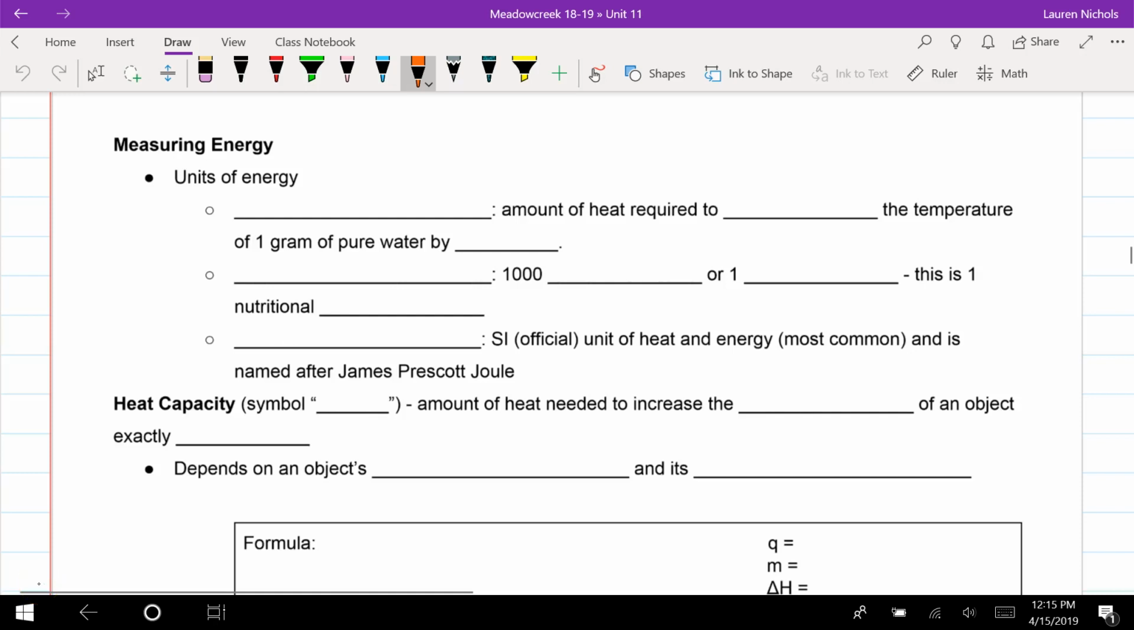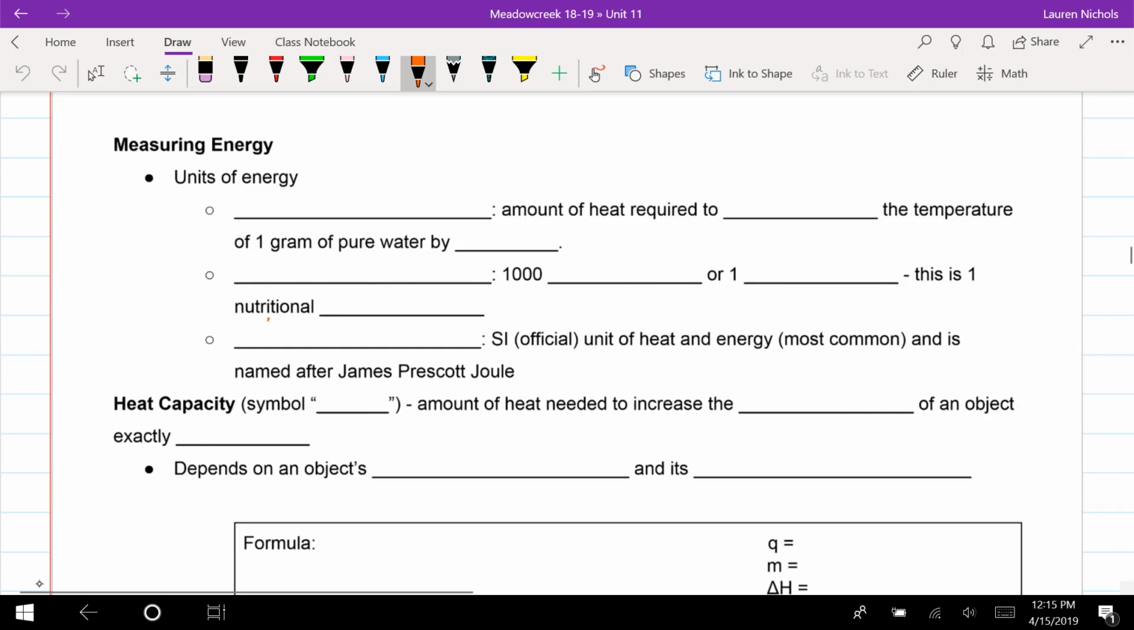Hey guys. So with energy that we've been talking about, endo and exothermic, and how heat moves in and out of systems and how that affects the states of matter and their phase changes, we want to talk about how we measure energy. So we use three different units.